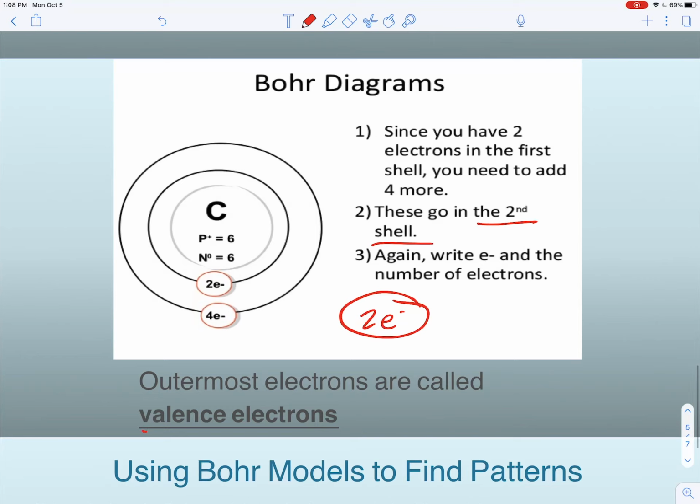Outermost electrons are called, again, valence electrons. That means the same as this word. Valence and outermost mean the same. Okay, so in this case, carbon has 4 valence electrons. And you also want to pay attention to how many electron shells it has. So those are the energy levels, and here we have 2. Okay?